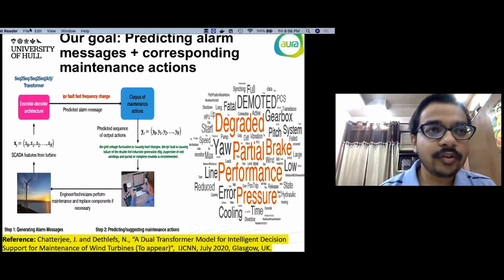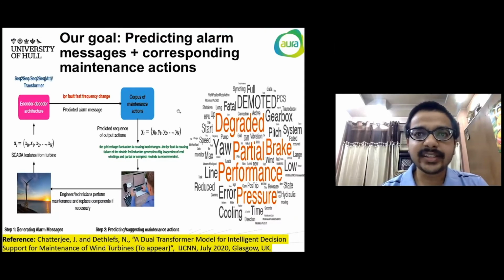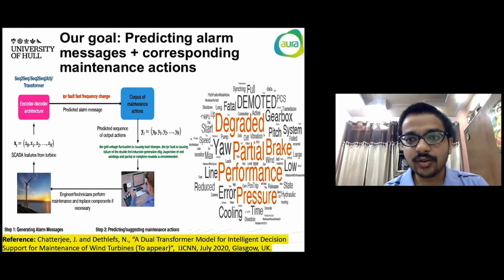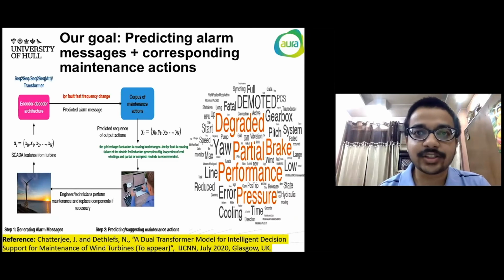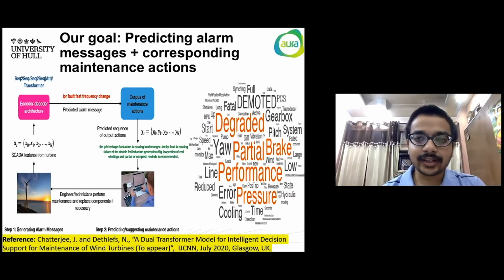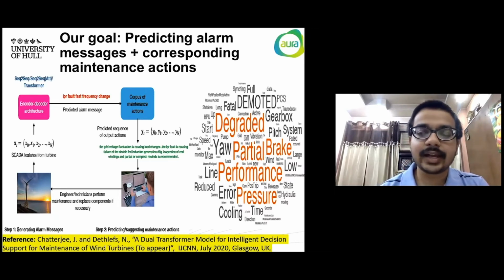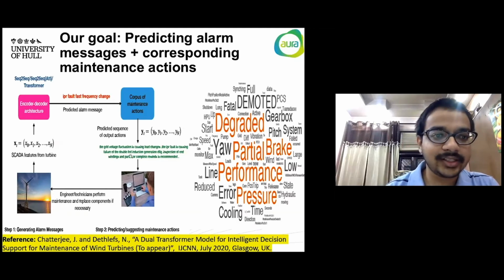So the key goal of my research is to develop a system which is able to predict alarm messages alongside the corresponding maintenance actions. On the right hand side, you are able to see the word cloud of different alarm messages which had historically occurred in the turbine. It is interesting that wind turbines, though they may appear as a complex engineering system, still have lots of unstructured data generated in huge amounts based on alarm messages, historical fault logs, work orders, and so on. So I'm trying to use these resources to develop the intelligent decision support system.